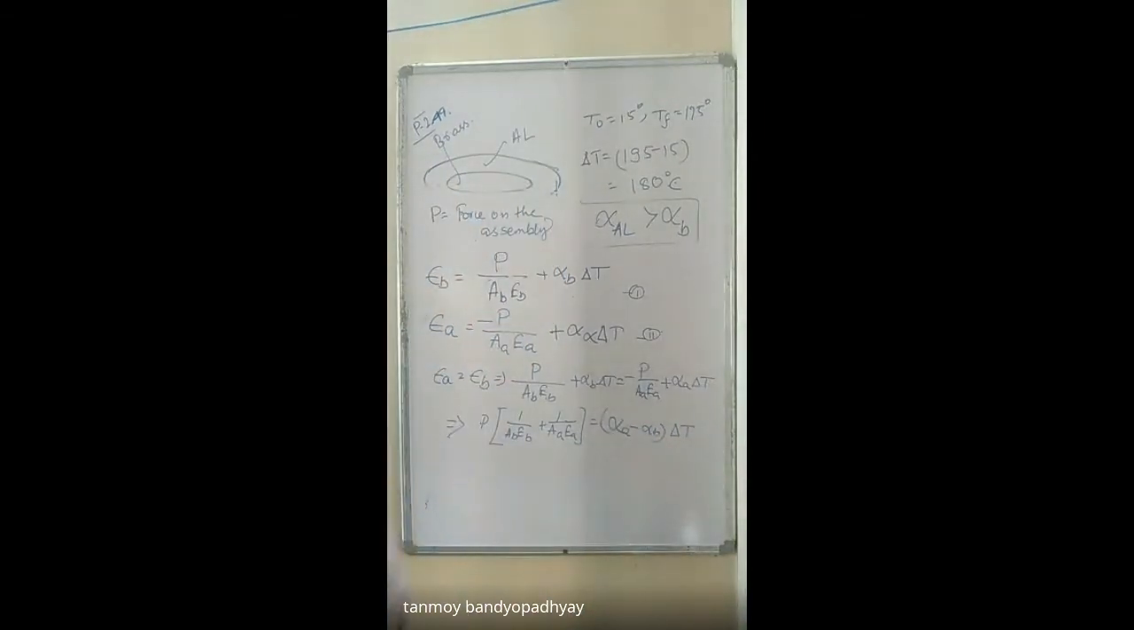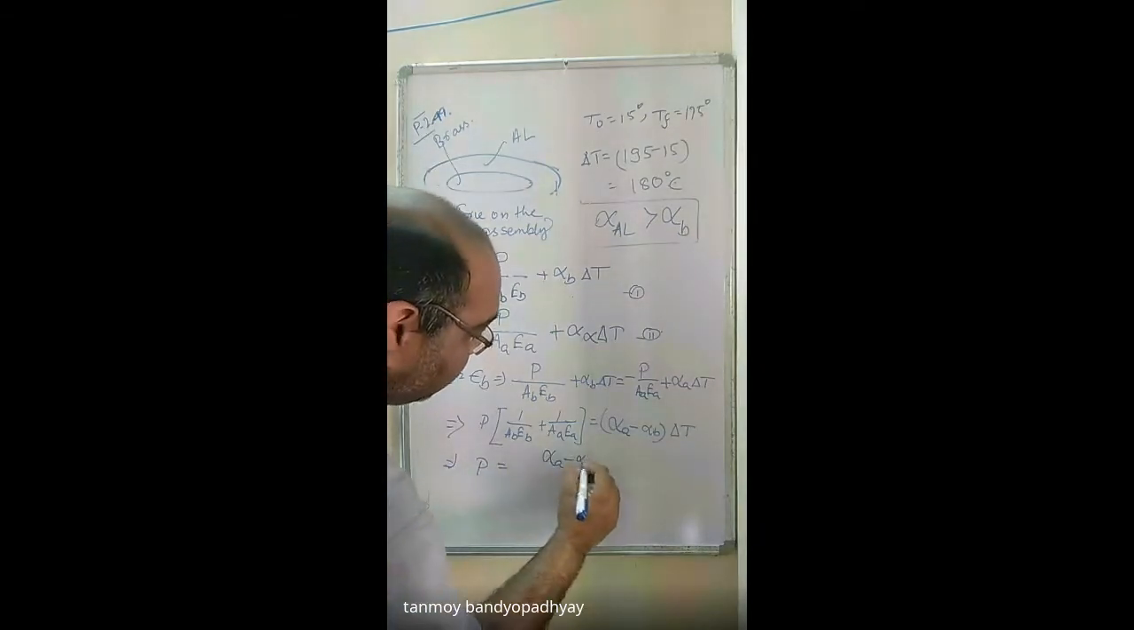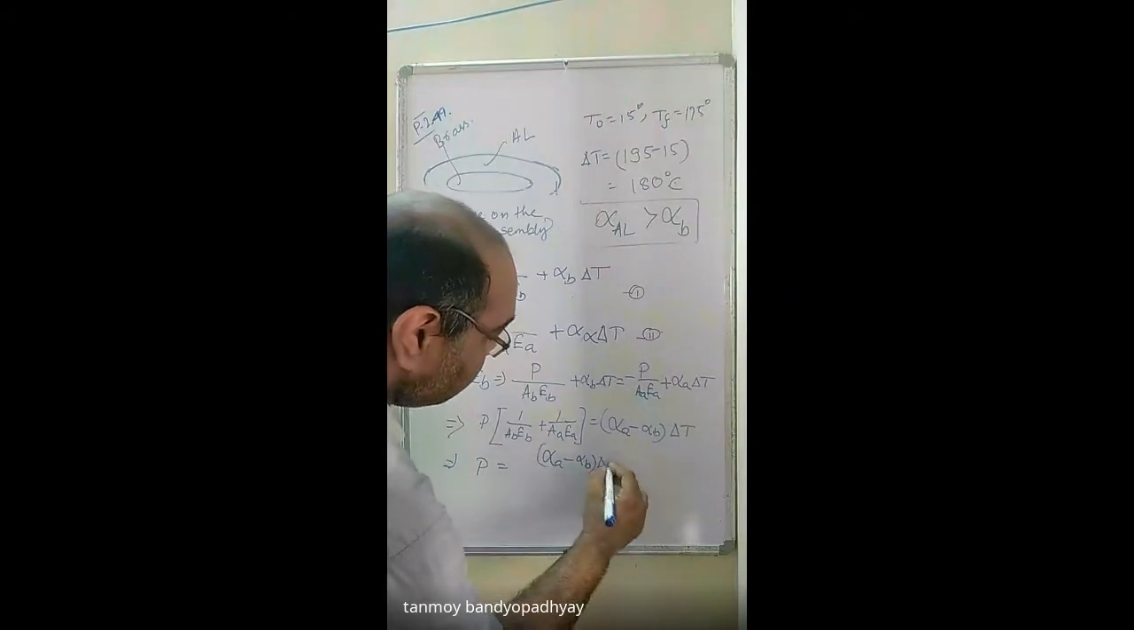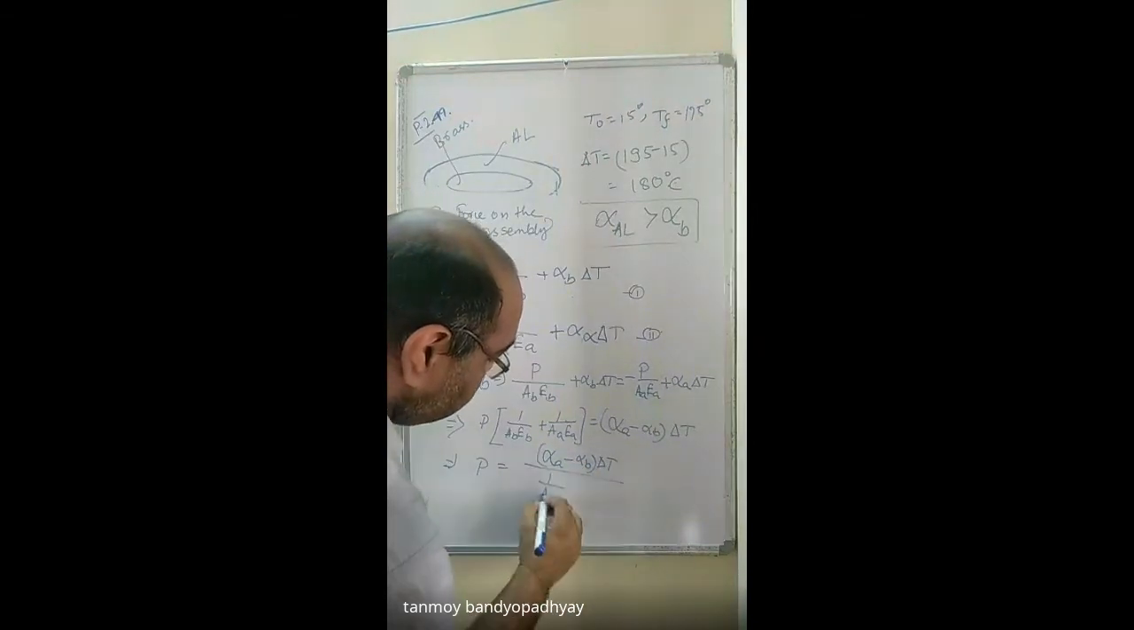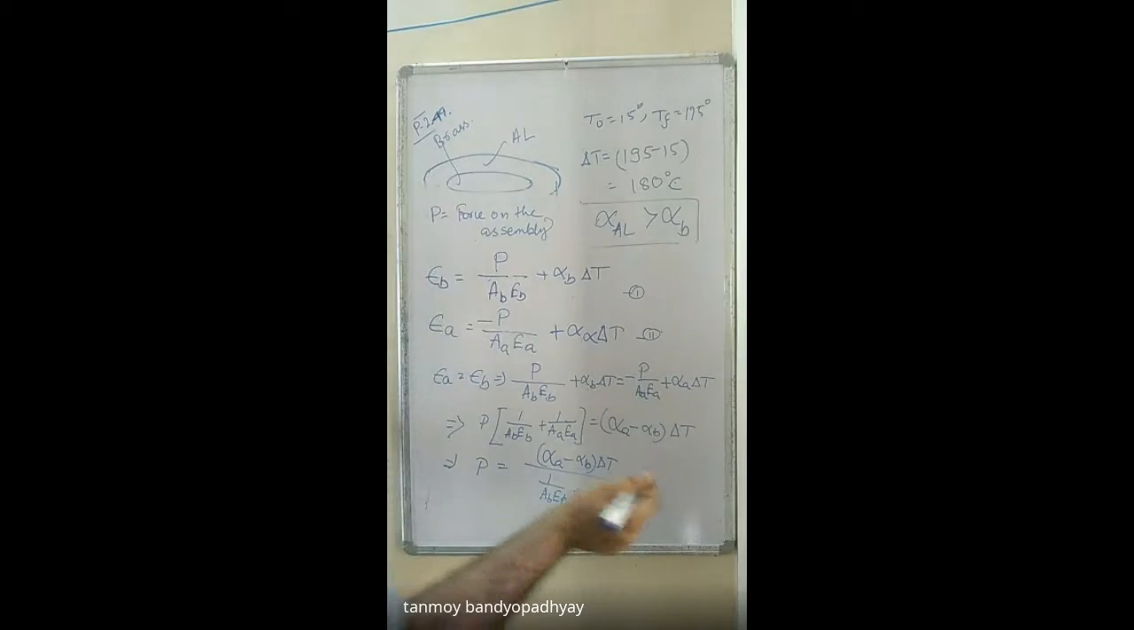So what do we have to find out? We have to find out just the force. From here you can put in everything and get the force. From here you put the values and you will get the force. So I am not writing this again. So it is alpha A minus alpha B into delta T divided by 1 by ABEB plus 1 by AAEA. Achha, once you get the force, the next thing is you have to calculate the stress.